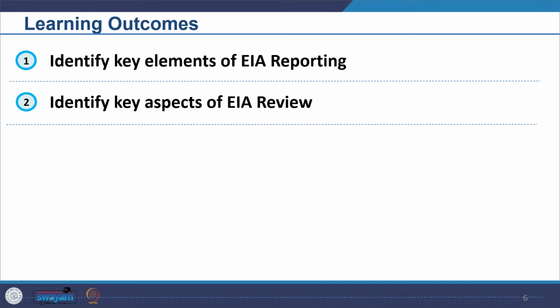So accordingly, the expected learning outcomes are that after completion of this session, you should be able to identify key elements of EIA reporting, what all should be put. So you should be able to list and structure EIA reporting, and understand what should come in which part of the reporting. Further, you should be able to identify key aspects of EIA review, what a good quality report looks like, and then be able to judge EIA report quality.